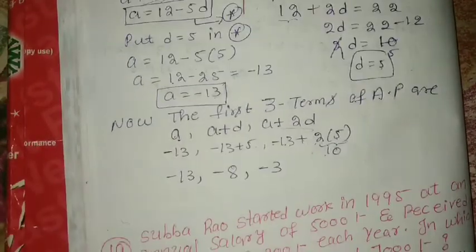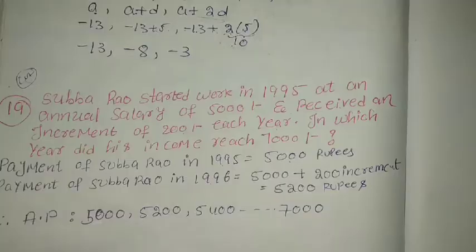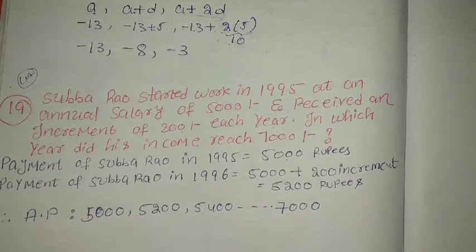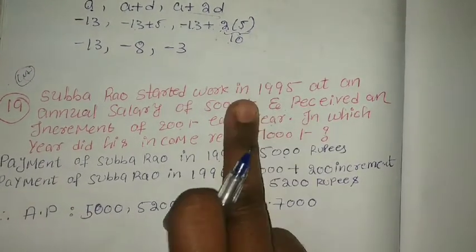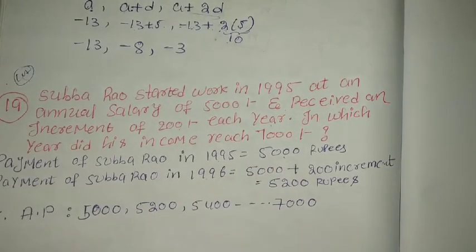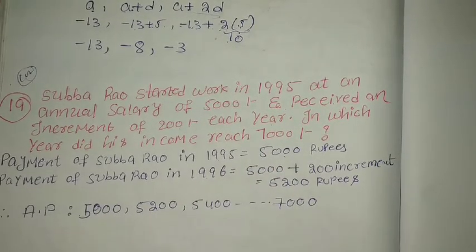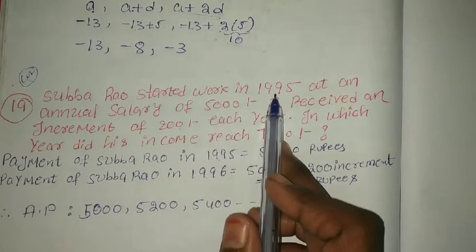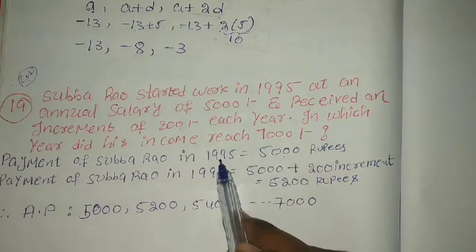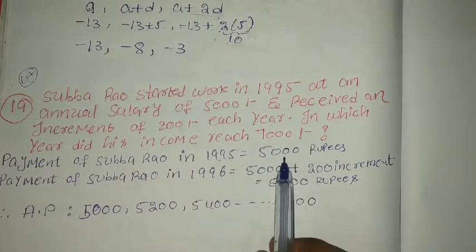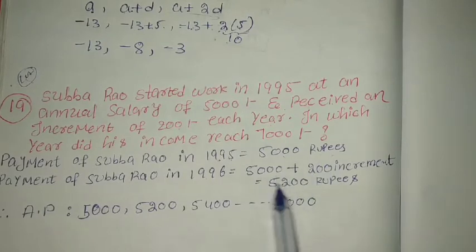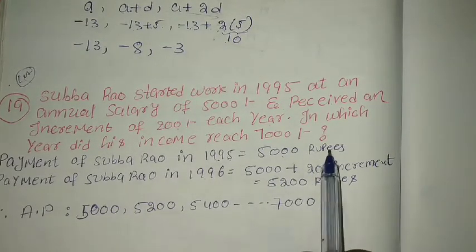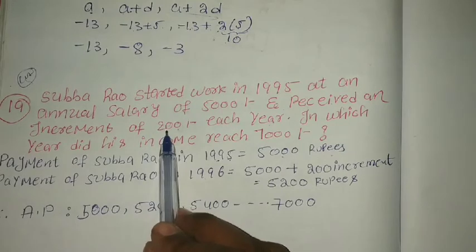Let's move to the next, 19th question. What is given here? Check. What is given for the next question? Subbarao started work in 1995 at an annual salary of 5,000 rupees. In the first year, that is 1995, Subbarao got 5,000 rupees. But yearly his increment is 200 rupees.